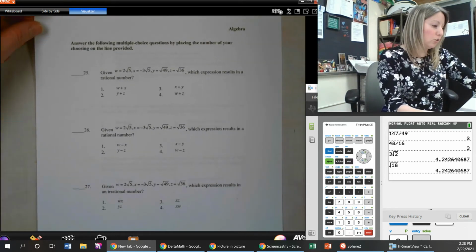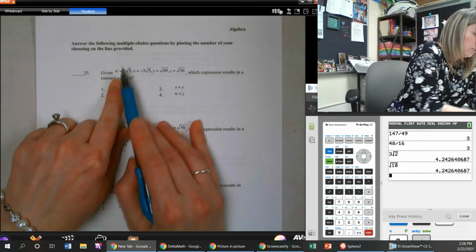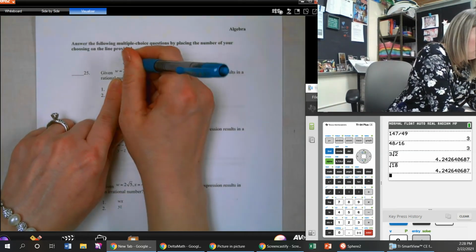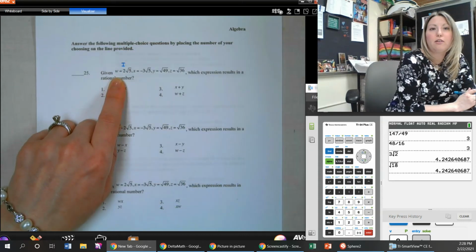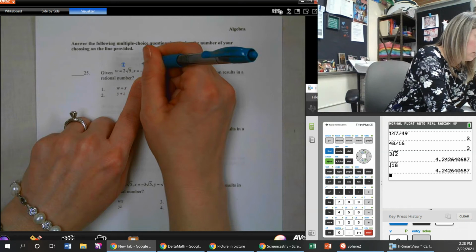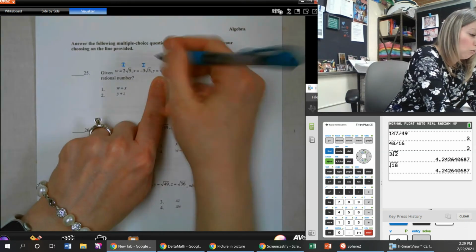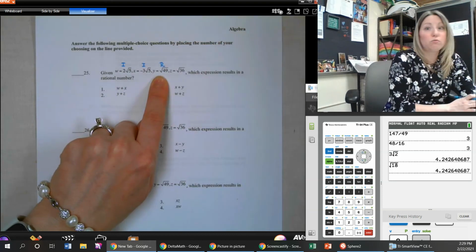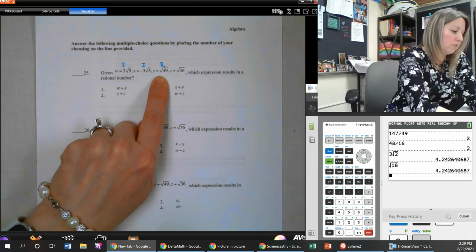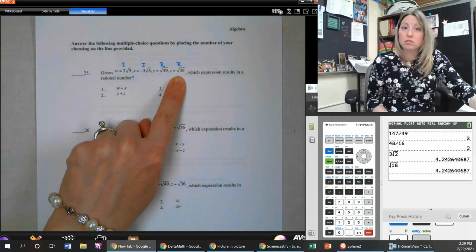So let's see. We've got W is irrational because that number under the radical is not a perfect square. X is irrational because that number under the radical is not a perfect square. Rational for Y because square root of 49 is 7. Rational for Z because square root of 36 is 6.